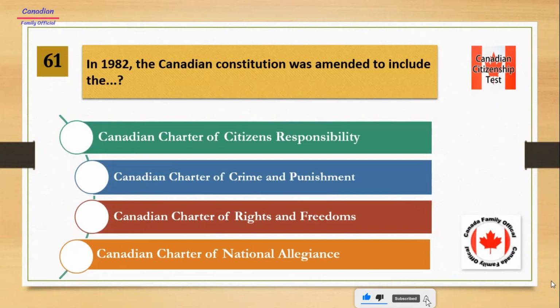In 1982, the Canadian Constitution was amended to include the Number 1 Canadian Charter of Citizens' Responsibility. Number 2 Canadian Charter of Crime and Punishment. Number 3 Canadian Charter of Rights and Freedoms. Number 4 Canadian Charter of National Allegiance. And the answer is Canadian Charter of Rights and Freedoms.